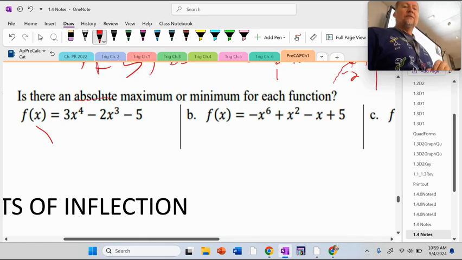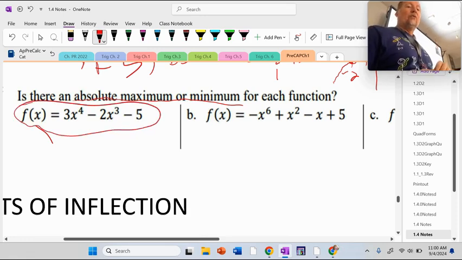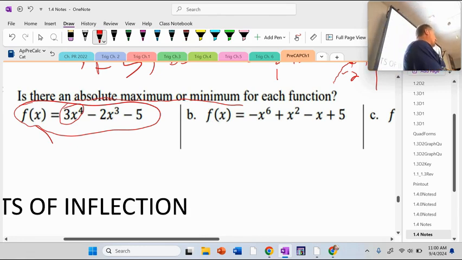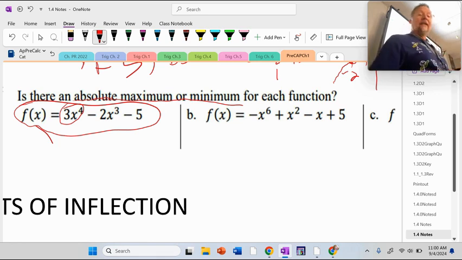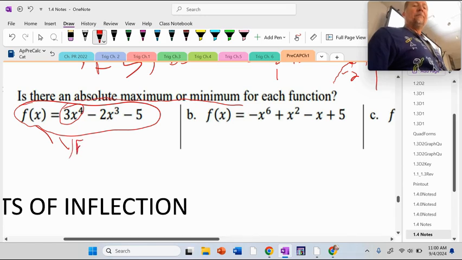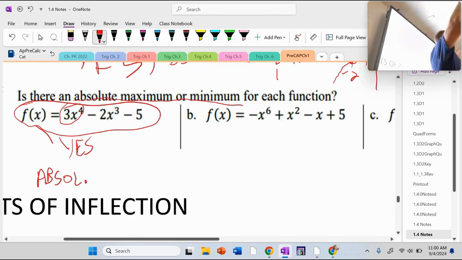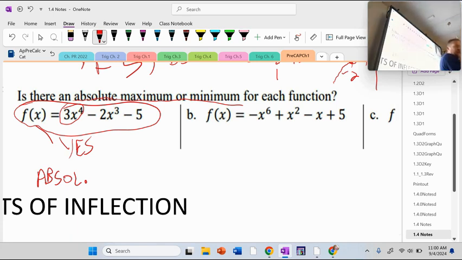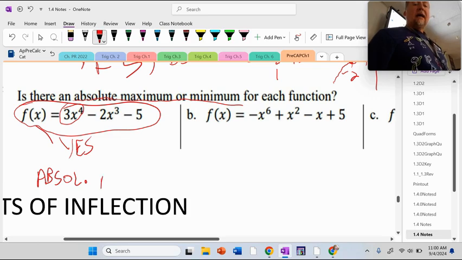Is there an absolute minimum or maximum? What's the degree of this one? 3, 2, 1, go. 4. So, class, yes or no? Let's see if you were listening before this last example. 3, 2, 1, go. Yes. And by the way, yes, what would it be? A max or a min? An absolute. This goes like this because it's a positive x to the fourth. So it'd be an absolute minimum. I heard a couple people say max, and that's okay.